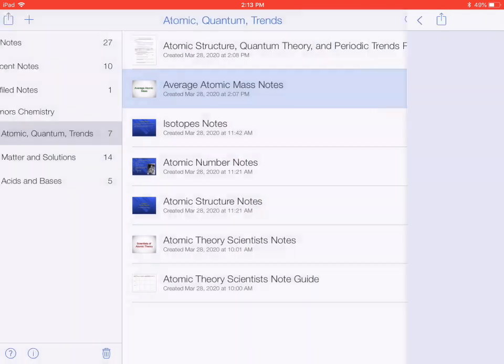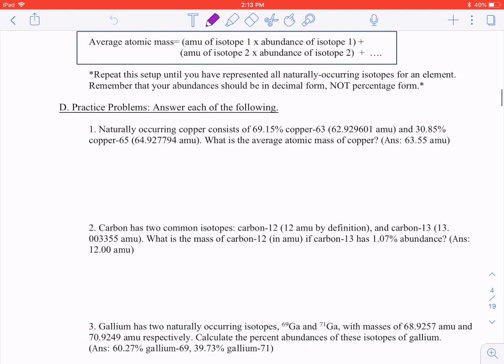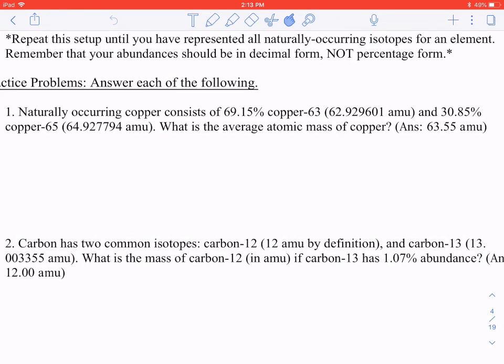So let's utilize that to our advantage. I'm going to join you on your note guide. We are going to do some practice problems. Let's start off with copper. Copper, we're told, has 2 naturally occurring isotopes. It tells us both their relative abundance, right? So it says copper-63 happens 69% of the time. Copper-65 happens 30.85% of the time. And we want to figure out what the average is.